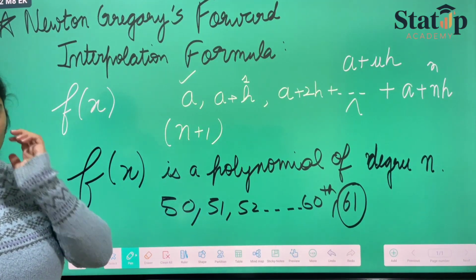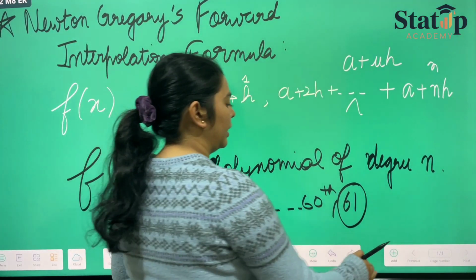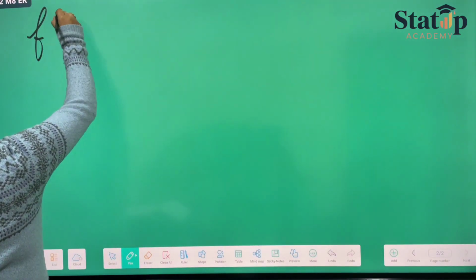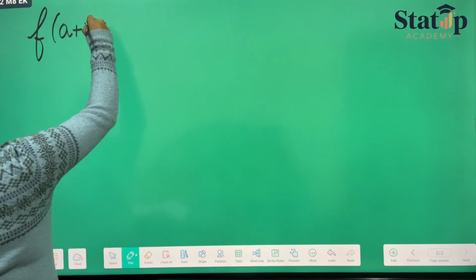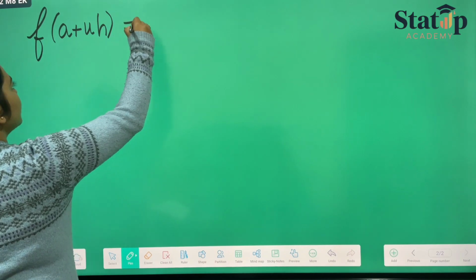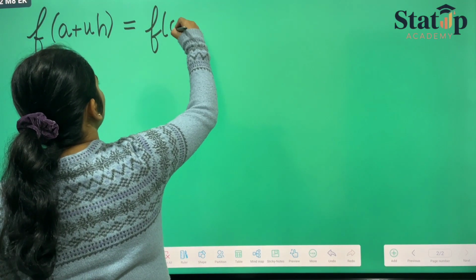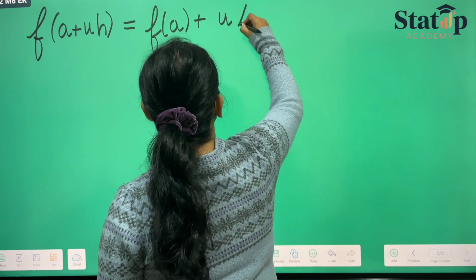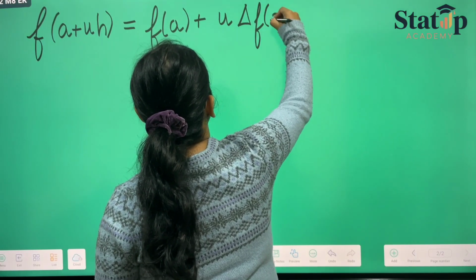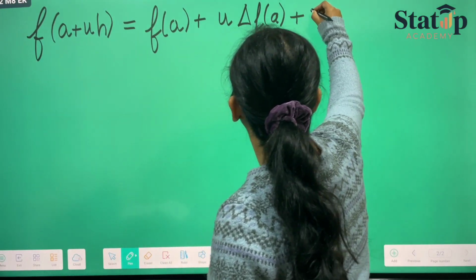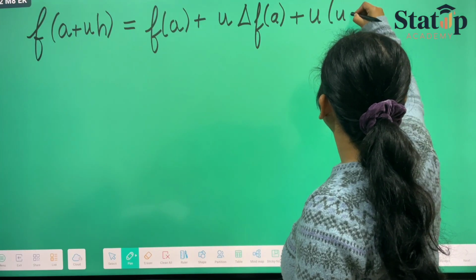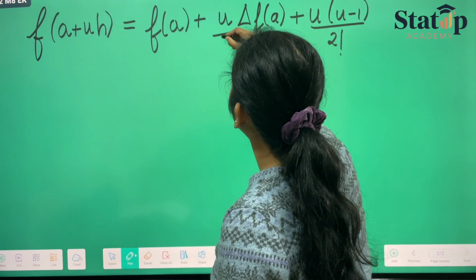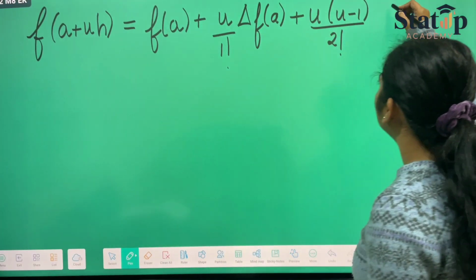Okay, so I'm just writing Newton-Gregory's formula. If we have to find f(a plus uh), then the formula is simply f(a) plus u into delta of f(a) plus u into (u minus 1) upon 2 factorial. Here it will be 1 factorial, that's why I didn't write it.